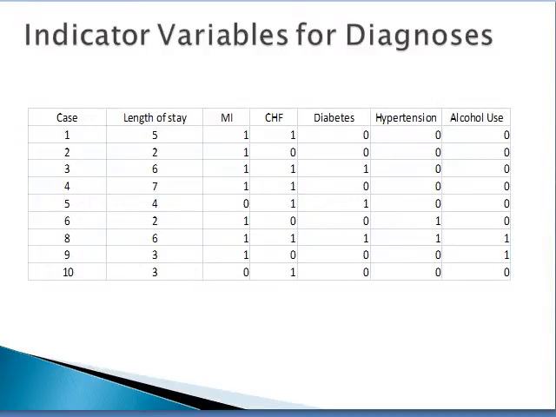This table indicates whether or not each patient had the diseases listed above. The value 1 is entered if the disease is present, and the value of 0 is entered if the disease is absent for each case. For example, in case 1, the patient was diagnosed with MI and CHF. The value 1 is placed in the MI and CHF boxes, and the value 0 is placed in the other disease boxes since they are absent in the case. This is done for each case listed above.